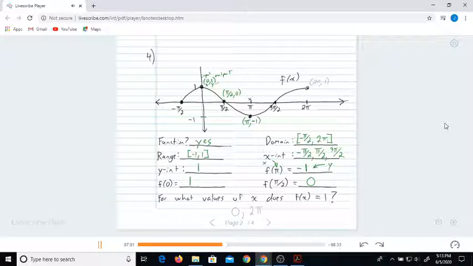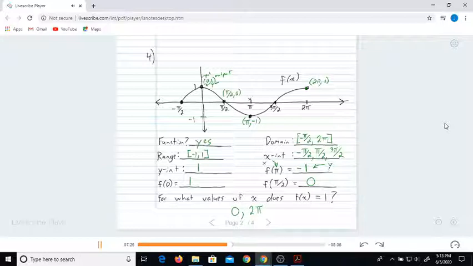For what values of x does f at x equal 1? So if we look at this point, this has a y value of 1, and this point has a y value of 1. There's 2 points that have a y value of 1. When we input 0, you get 1, and when you input 2 pi, you get 1. So there are multiple inputs that result in 1.